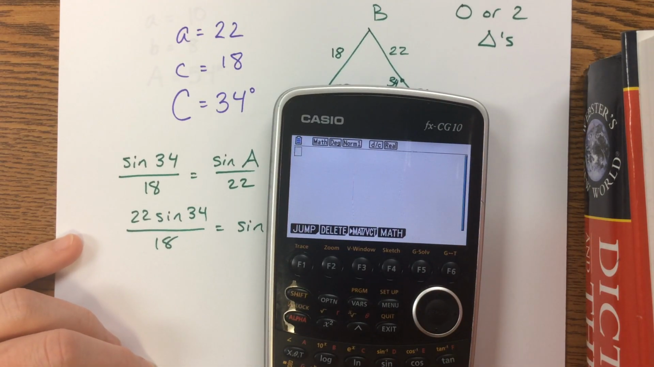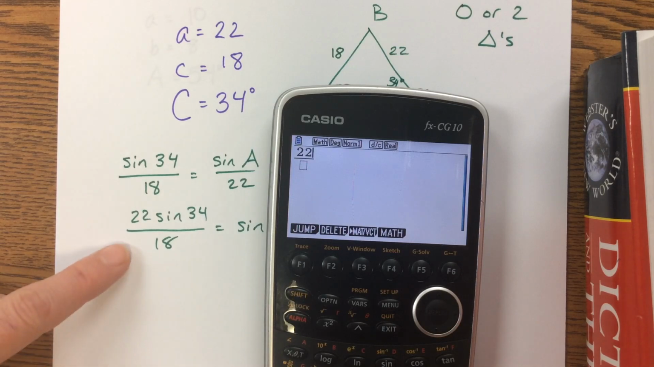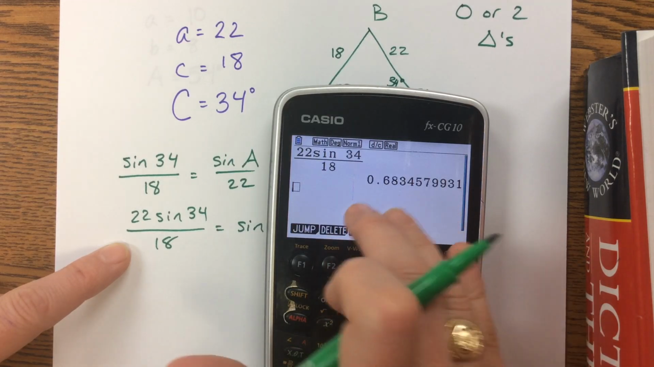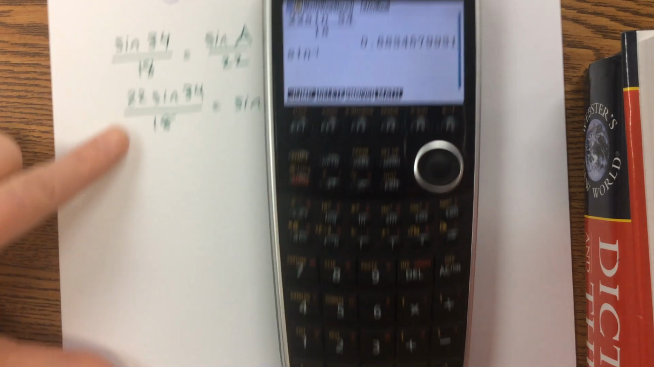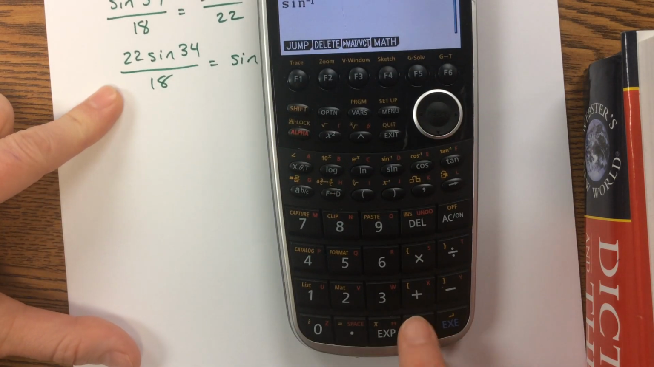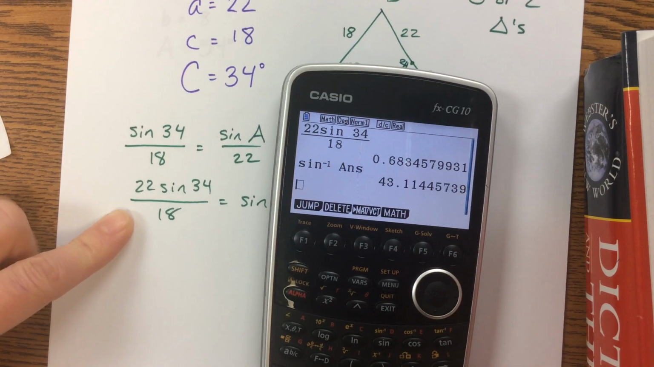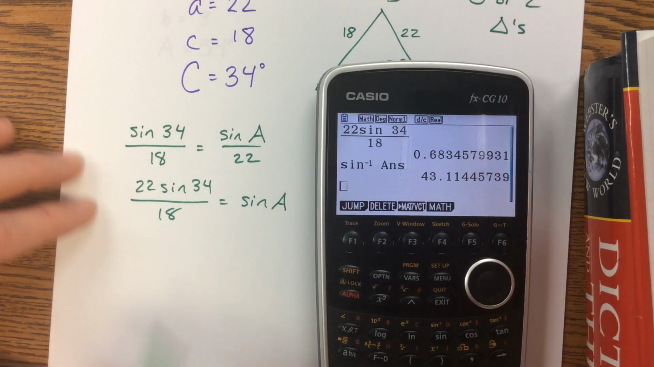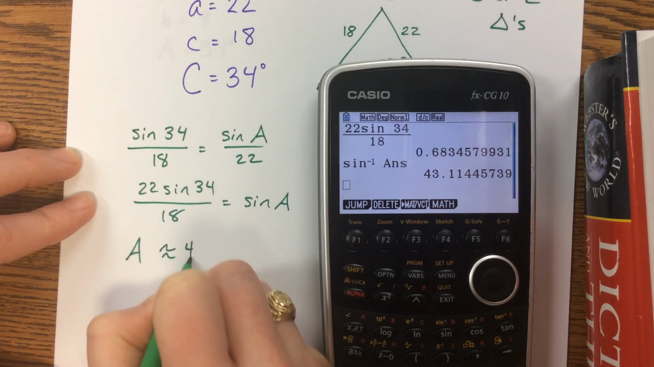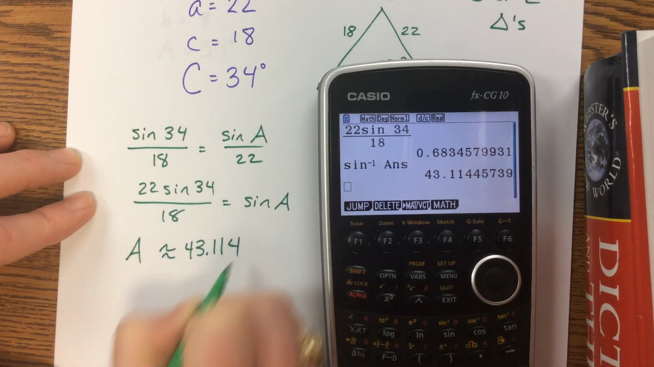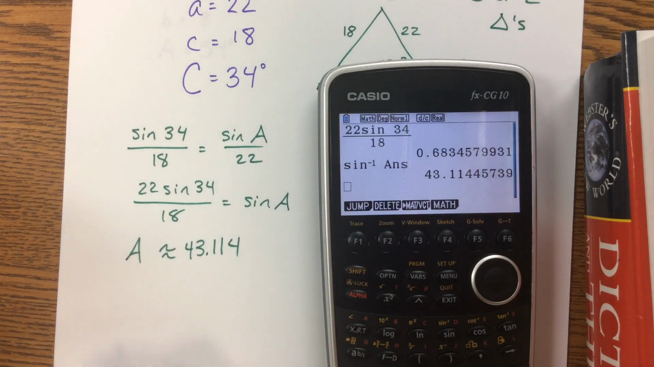So we've got 22 sine of 34 over 18. This gives us a value, so we can find the inverse sine of that. I'm doing inverse sine of the answer, which is this button. See how that works? That gave me that this first value for A is approximately 43.114. We'll round to 3 decimals unless I tell you otherwise.